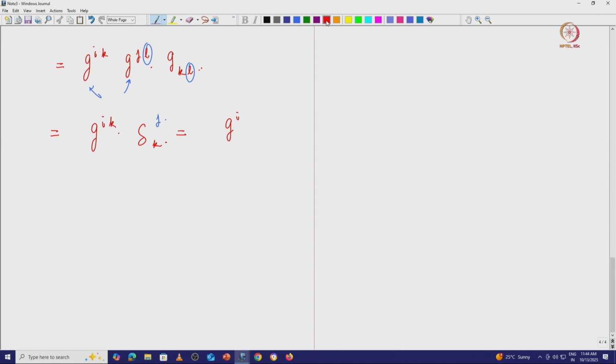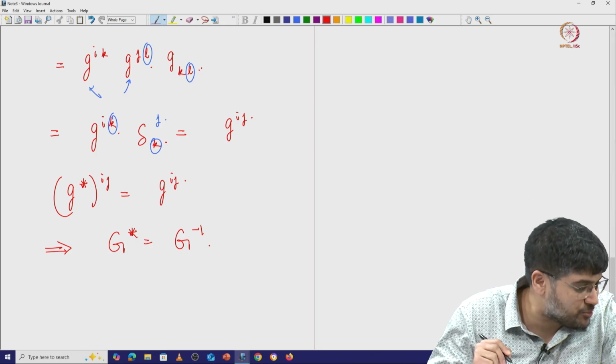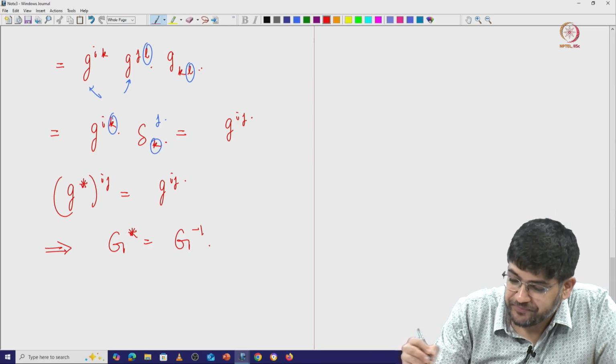So now when you sum over k, the only non-zero contribution is going to come when k is equal to j, so you are going to get g ij. So what we have shown is that the ijth component of G star is simply the ijth component of the inverse. Okay, so that proves our claim.